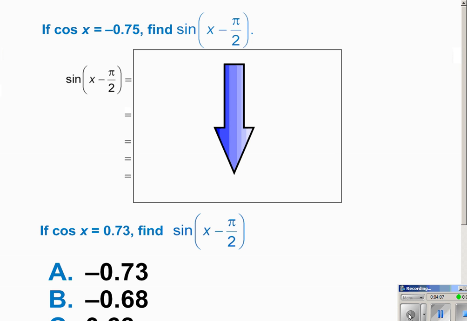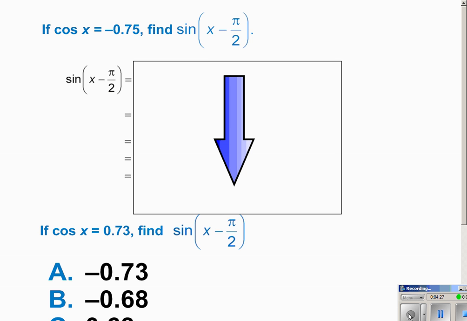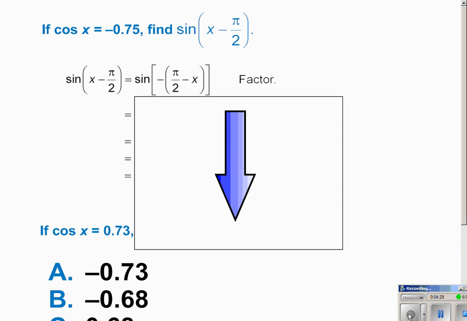We can use these identities in working with things like: find the sine of x minus pi over 2 if the cosine of x is known. So we see that that x minus pi over 2 isn't quite what we want. We really want the pi over 2 minus x. Well, we can fix that problem by factoring out a negative 1. So we have the sine of the negative, or the opposite of, pi over 2 minus x.